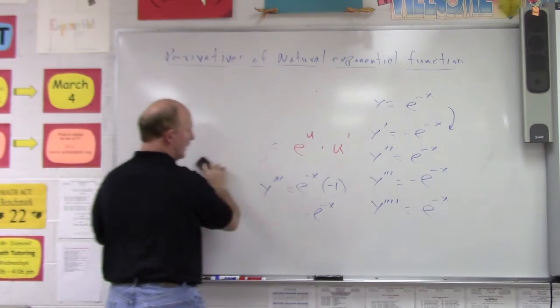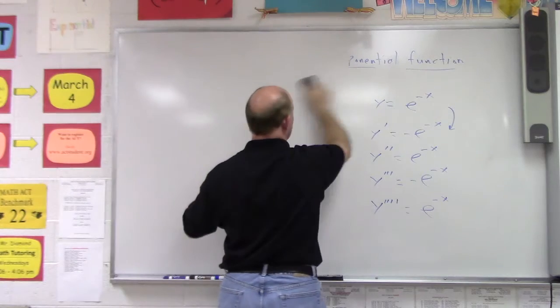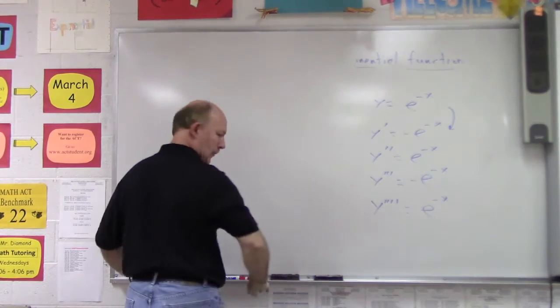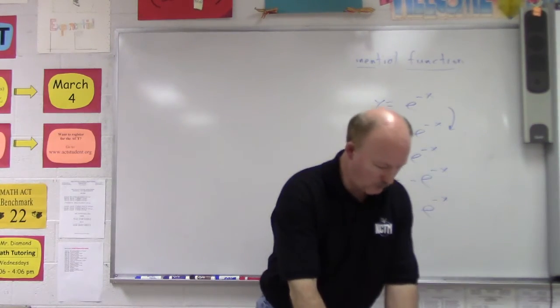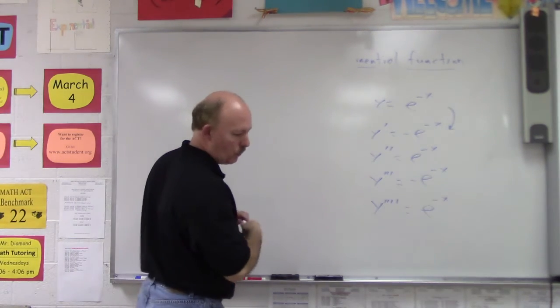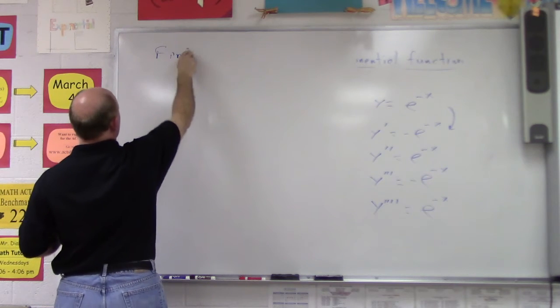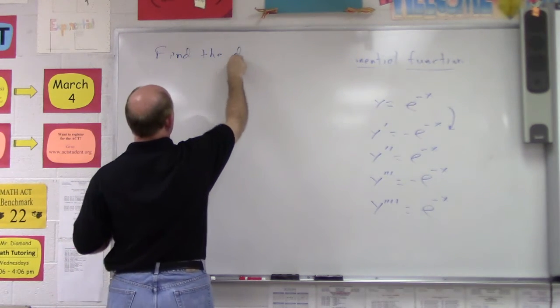Now, let's see if we can find the derivative of a few of these. All right. We'll start off with an easy one first. Let's try y equals 2 to the x minus 1. All right, so let's see if we can find the derivative on this one.